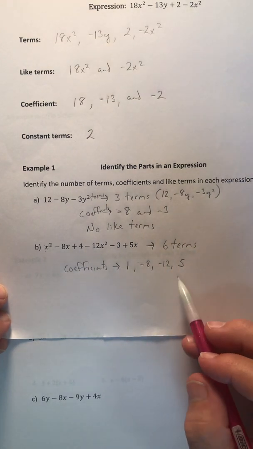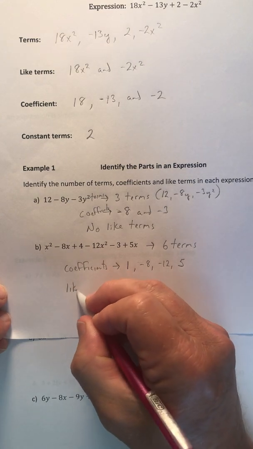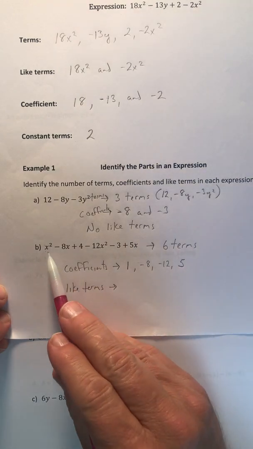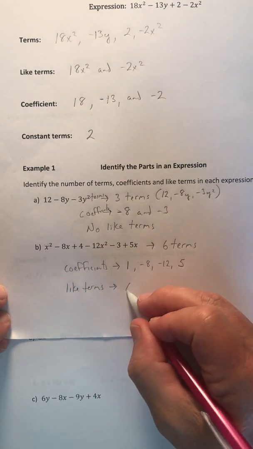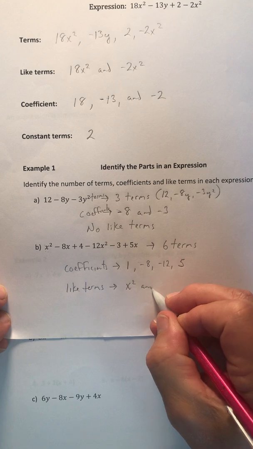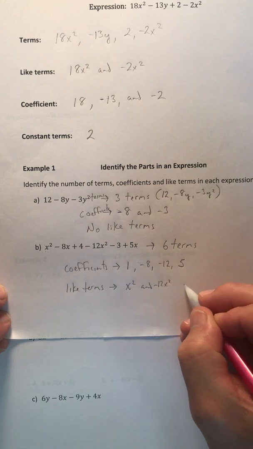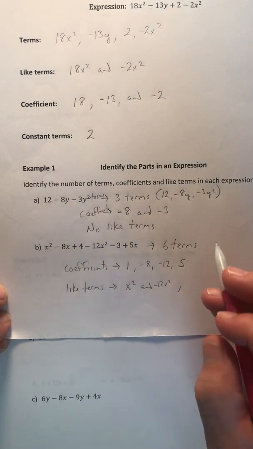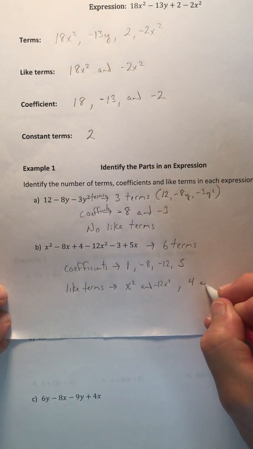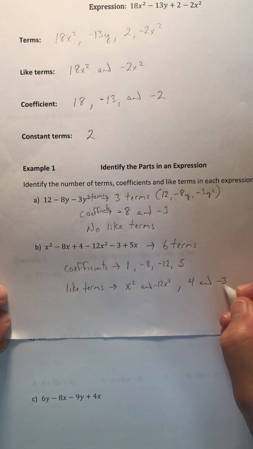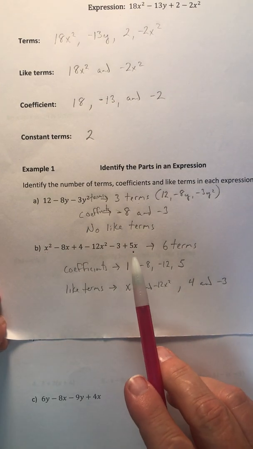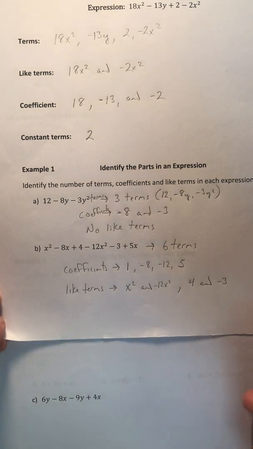All right, so those are our coefficients, and then our like terms. In this one we have x squared and negative 12x squared. And we also have positive 4 and negative 3. All right, so those are all the like terms. So I'm expecting you to be able to do that now. Identify the number of terms, coefficient, and like terms in each expression.